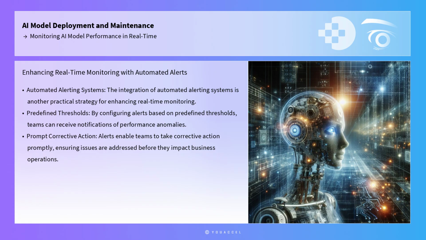The integration of automated alerting systems is another practical strategy for enhancing real-time monitoring. By configuring alerts based on predefined thresholds, teams can receive notifications of performance anomalies, allowing them to take corrective action promptly. For example, setting an alert for a drop in model accuracy below a certain threshold can trigger an investigation into potential causes, such as data drift or model parameter changes. This proactive approach ensures that issues are addressed before they impact business operations, reducing downtime and maintaining customer satisfaction.